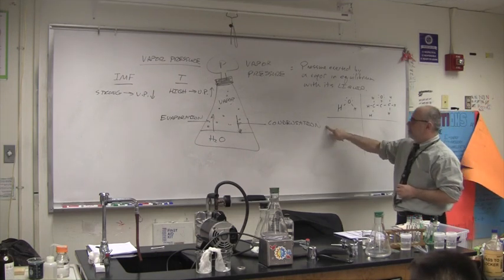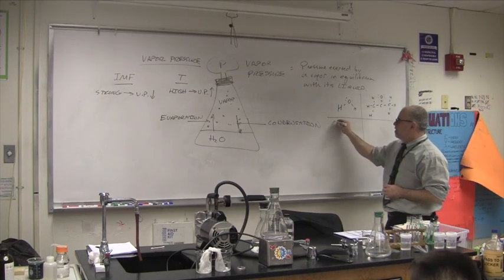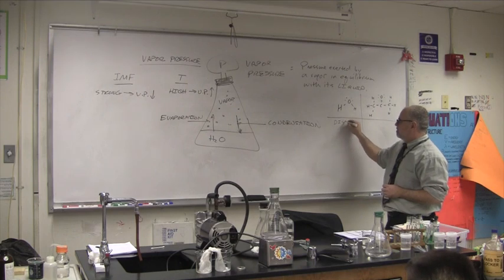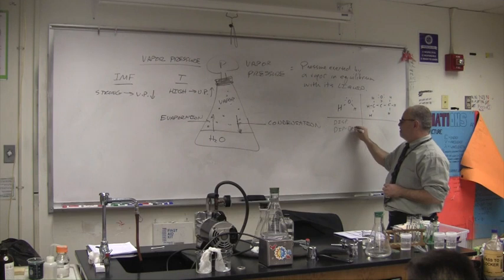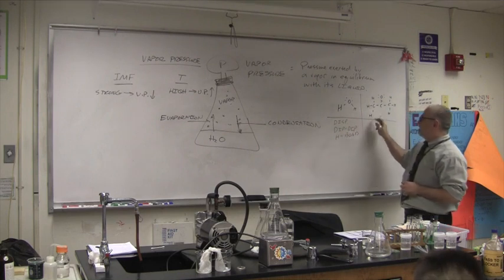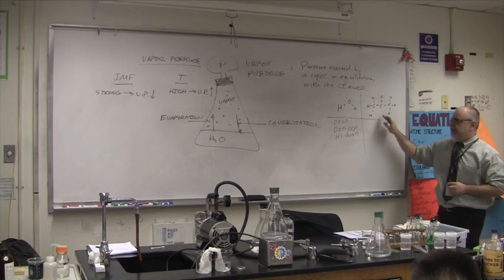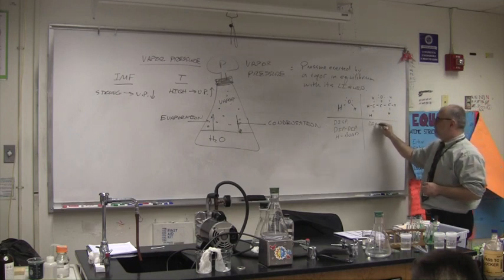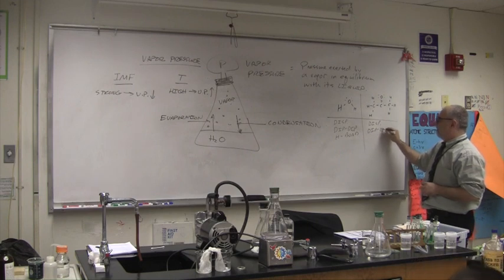What does water have? Dispersion, dipole, and hydrogen bonding. What does acetone have? Dispersion, dipole, and that's it.